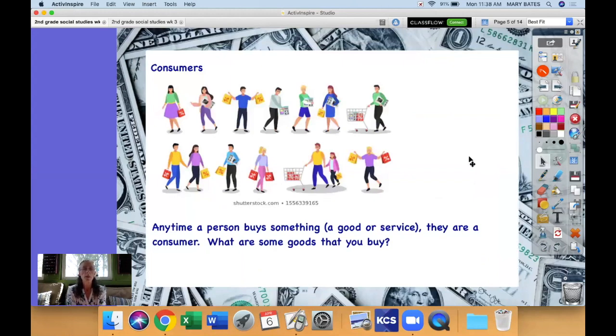Consumers are people who go out and buy things. So here's a picture of people doing all sorts of shopping. Anytime a person buys something, a good or a service, they are a consumer. What are some goods that you and your family buy? What are some services that you use?